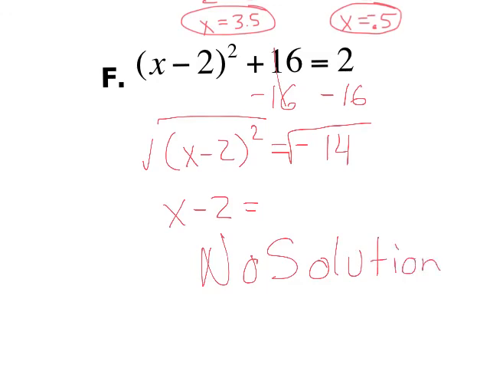Okay, so anytime you're trying to take the square root of a negative number, it's always no solution. Okay? So just keep that in mind. Just like with the quadratic formula, if I had a negative number underneath the square root, it ended up being no solution. Okay? All right.